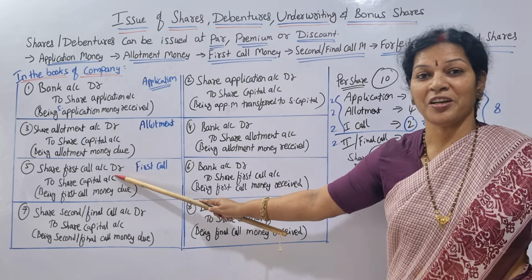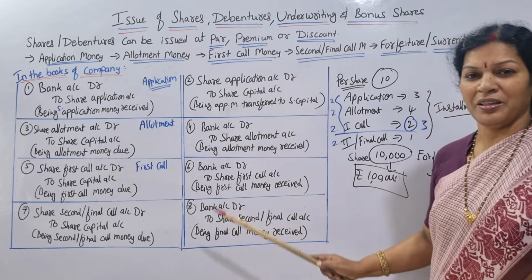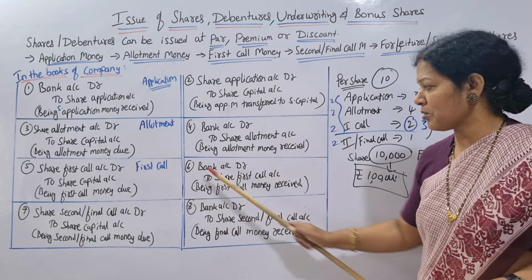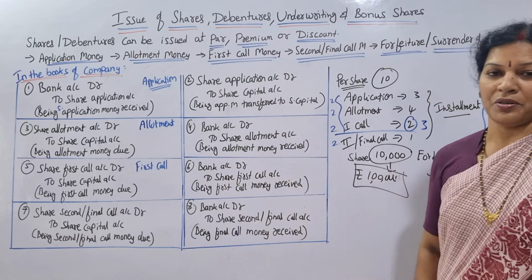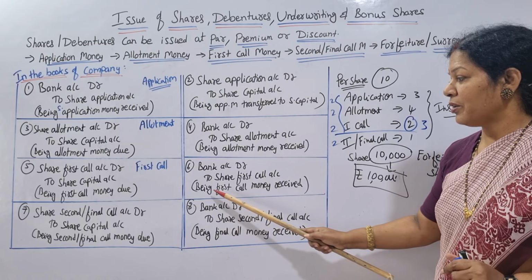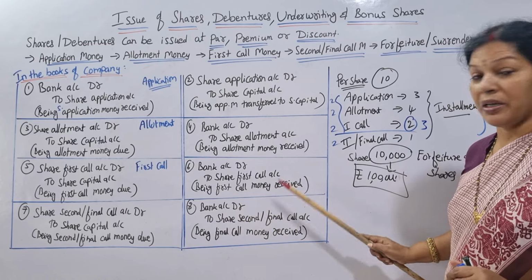When we receive the first call amount, same as this one. Bank account attached to share first call account. Bank account attached to share first call account. What do you write as narration? Being first call money received.